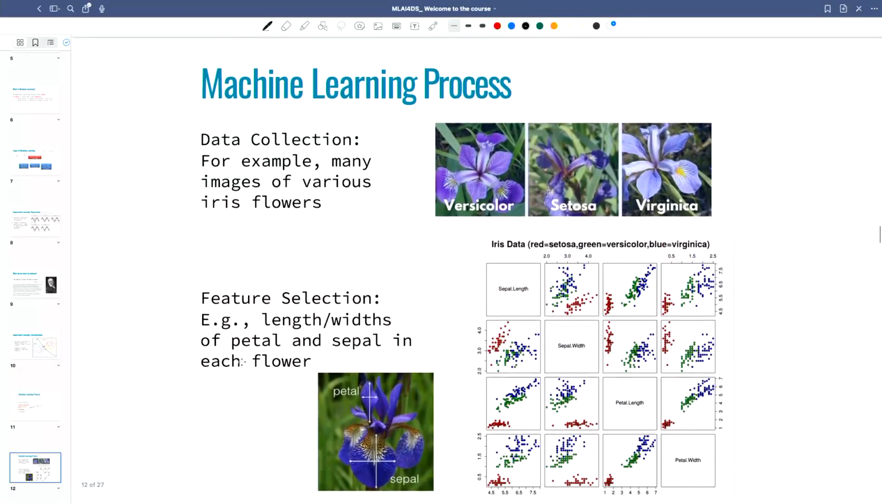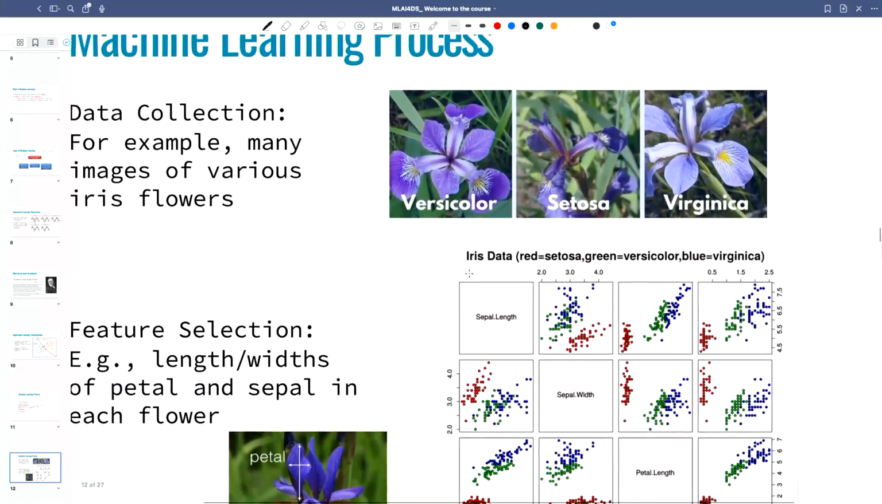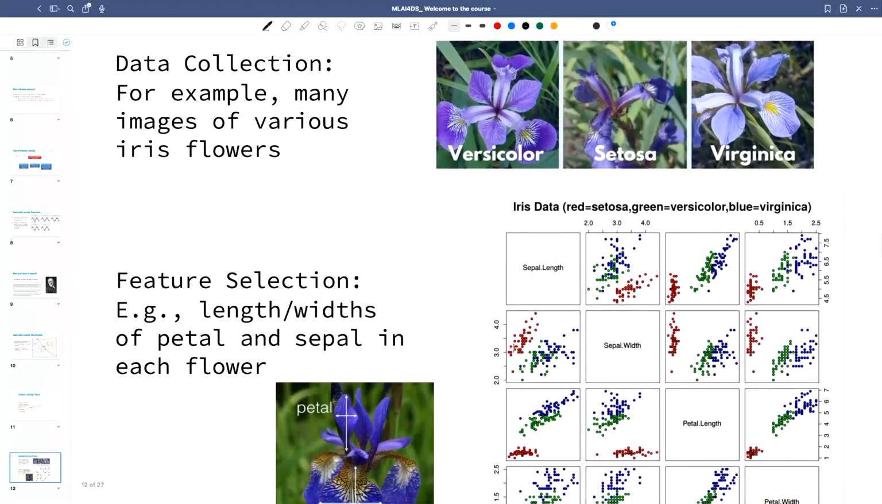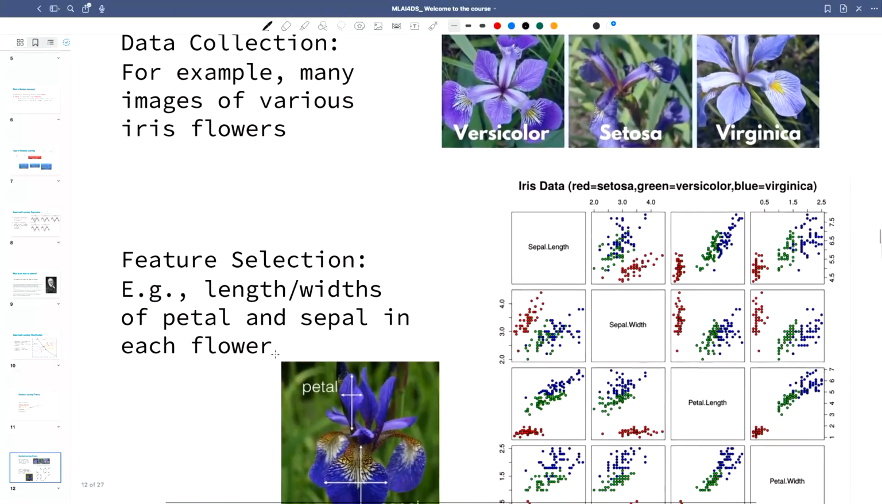Right, okay. So, for example, if you want to have a classifier that classifies 3 types of flowers, what do you do? The first step is the data collection. You go around and you collect a lot of images of flowers. Most of the cases, you don't do this. Why? Because the data set is already given to you, or the task is given to you, okay? And the data is given to you. And then the second step is the feature selection.